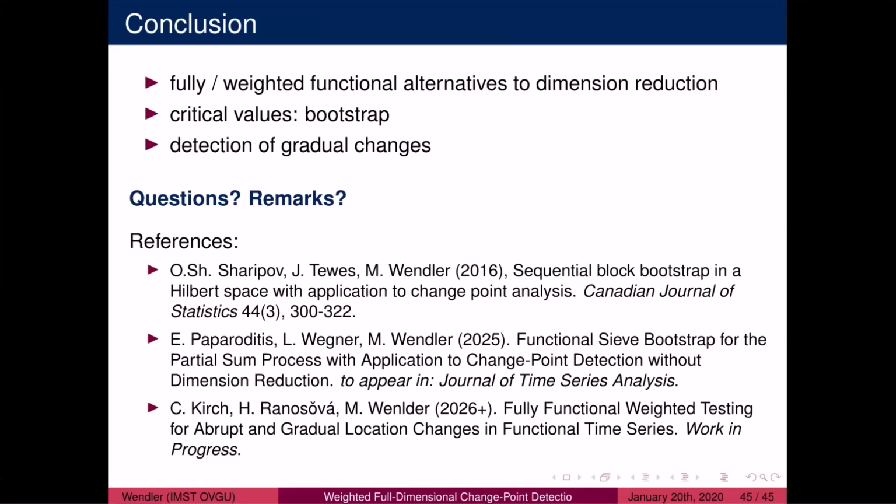So we have alternatives to dimension reduction. This is the fully functional statistic, which has been around for like 12 years already. And now this new one, the weighted functional statistic, where you can get critical values with various bootstrap methods if you want to. And we have now generalized our statistic also to be able to detect gradual changes. So thank you very much for your attention.